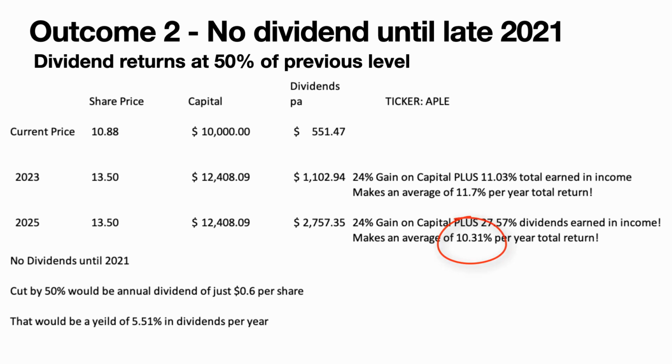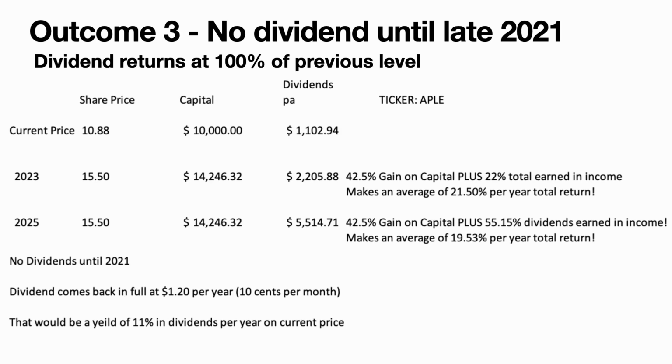Bear in mind, this is all with the dividends being cut by 50%, which would be 60 cents per share or 5 cents per month if they go back to paying monthly, which I have every reason to believe that they probably will. And that would be a yield of 5.51% in dividends per year based on the current purchase price. Now let's look at a more optimistic view here.